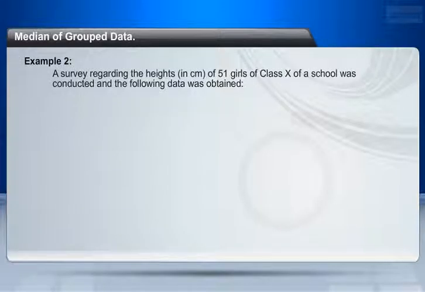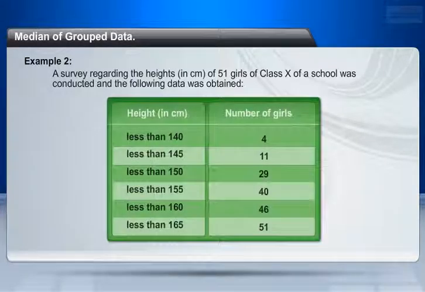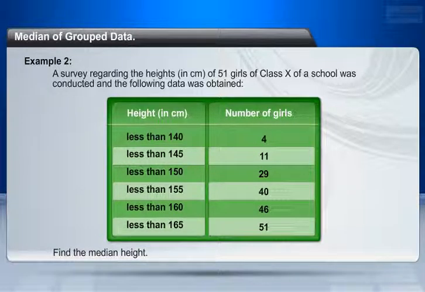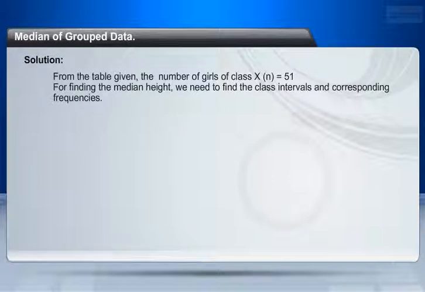Example 2. A survey regarding the heights, in centimeters, of 51 girls of class 10th of a school was conducted, and the following data was obtained. Find the median height. Solution. From the table given we can say that the number of girls in class 10th, that is, n equals 51. For finding the median of height, we need to find the class intervals and corresponding frequencies.